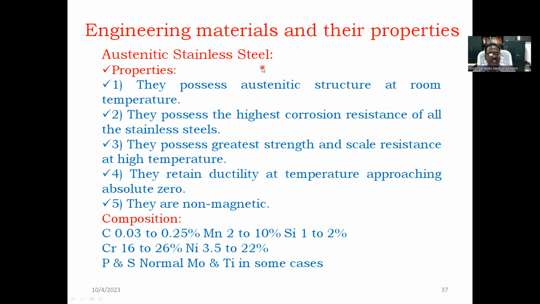So austenitic stainless steel properties: they possess austenitic structure at room temperature. They possess the highest corrosion resistance of all stainless steels. They possess greatest strength and scale resistance at high temperatures. They retain ductility at temperatures approaching absolute zero. They are non-magnetic. In composition, the carbon content is 0.03 to 0.2%. Other elements and their percentages are given below.